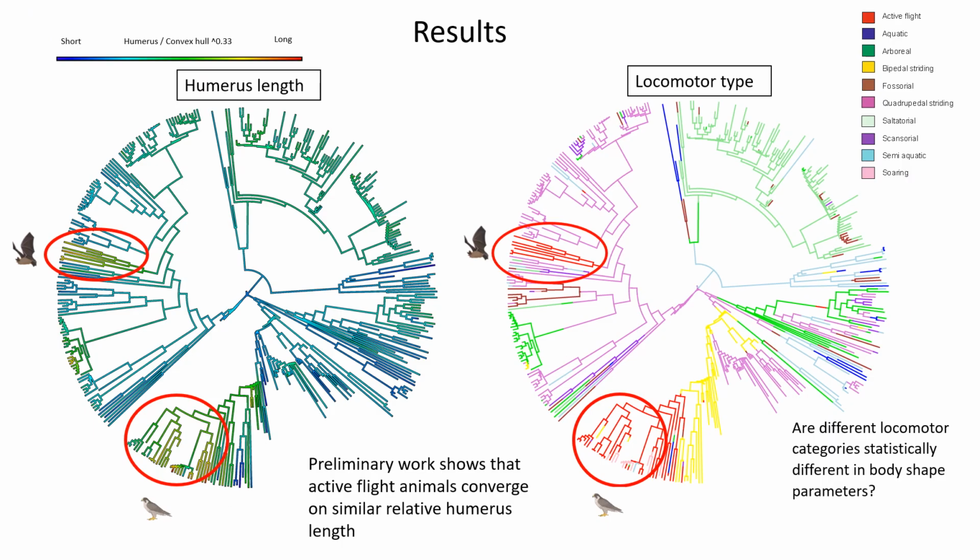On the right, you have a phylogenetic diagram of locomotor type. In the red circles, you'll see birds and bats, which are your active flight animals. On the left, you have a phylogenetic tree showing humerus length. The green, yellow, and into red colours are those animals that have a longer humerus length per body mass. Preliminary work shows that active flight animals converge on similar relative humerus lengths.